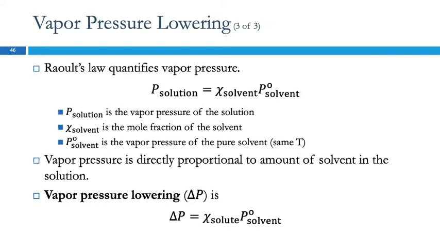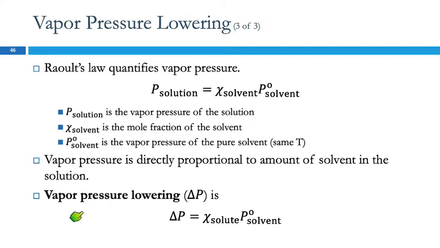Raoult's law quantifies vapor pressure, and this is relating to that quote at the beginning. So this is Raoult's law. The partial pressure of a solution is equal to the mole fraction of the solvent times the partial pressure of the pure solvent. And here we're using mole fraction rather than mass or concentration, because it's just the number of particles. It doesn't matter what they are. So we see that the vapor pressure is directly proportional to the amount of solvent in the solution. If there's more solute, the vapor pressure is lowered.